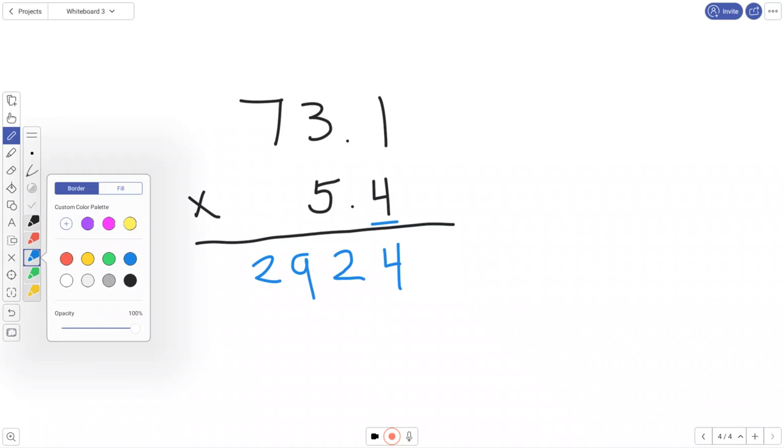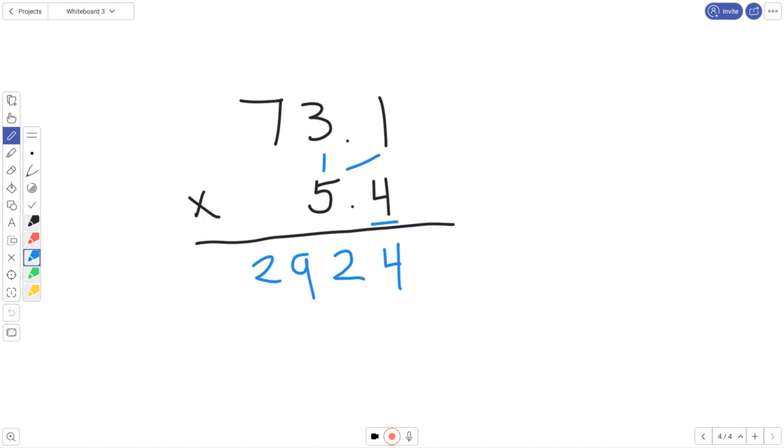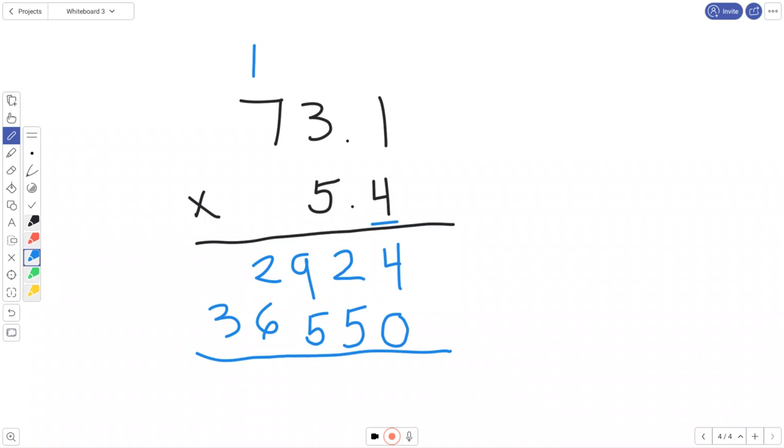All right, now we're going to start using the 5 to multiply by the 1, the 3, and the 7. But because it is one place value over, we have got to put a 0 to hold that place value. 1 times 5 is 5. 5 times 3 is 15. Carry the 1. 5 times 7 is 35. Plus 1 more is 36. All right. I do my adding.